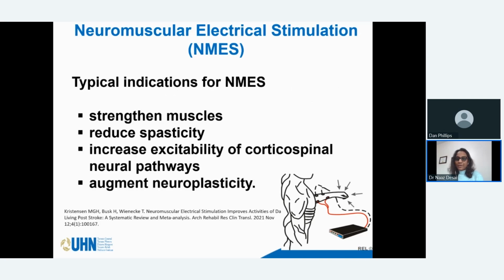So typical indications for NMES, and this is a commonly used modality in rehabilitation. It's used for strengthening muscles, reducing spasticity, increasing the excitability of the corticospinal neural pathways, and also augmenting neuroplasticity.